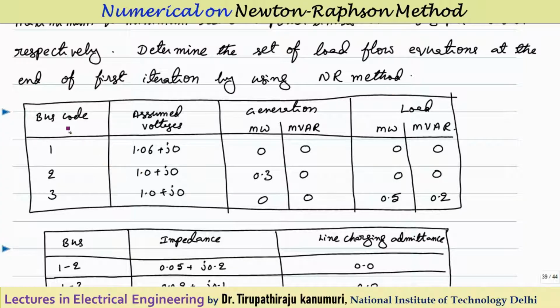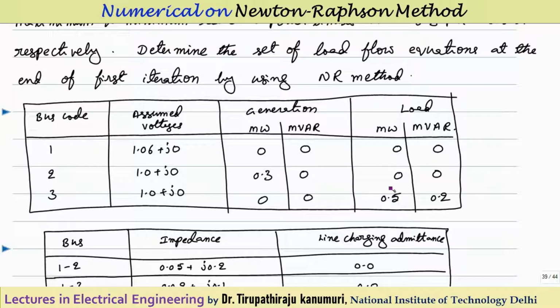It is given there the bus code for each bus. They have mentioned the value of the assumed initial guess of the voltage. For bus number 1, which is the slack bus, the voltage is mentioned as 1.06 plus j0. For bus number 2 and 3, it is mentioned as 1 plus j0. Now for generation, bus 2 is a generator bus, that's why P generated is fixed, it is 0.3. Q is not specified, it should be within the limits only.